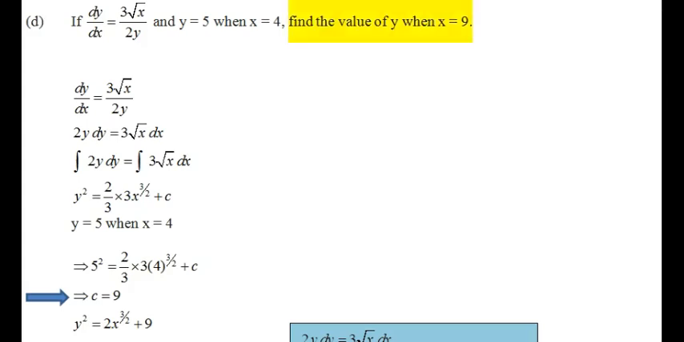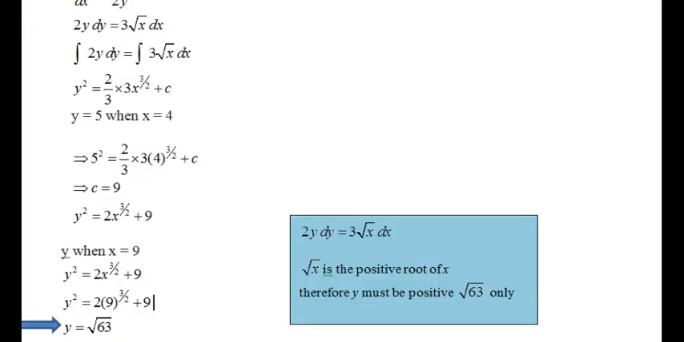Now that's not the end of the question. The question said find the value of y when x equals 9. So my last step will be to put x equals 9 into my equation at the end there. And when x equals 9, we solve and get y squared equals square root 63. And I've put over there in the blue box why it's positive 63 only.